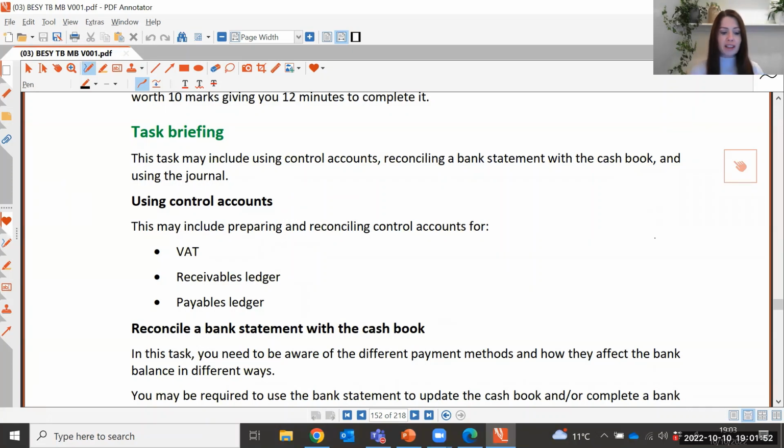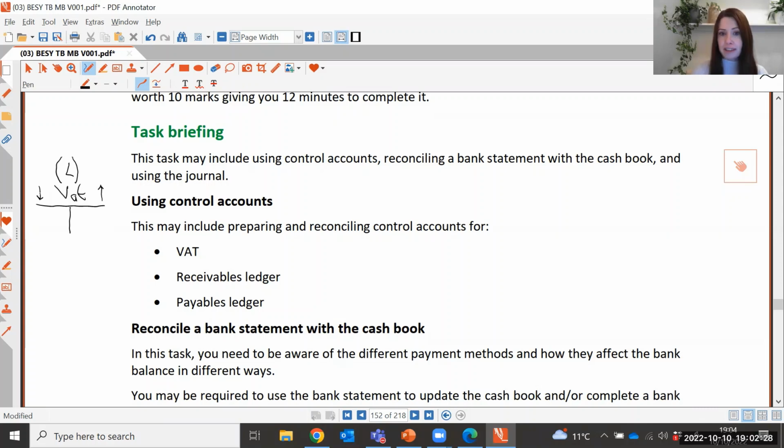So first of all, control accounts. Remember, we have the VAT control account, which is a liability account. So remember, anything that increases that liability will be entered onto the credit side of the account, for example, any VAT that's owed to HMRC on sales, and anything that decreases the VAT liability will be entered onto the debit side of the VAT control account.